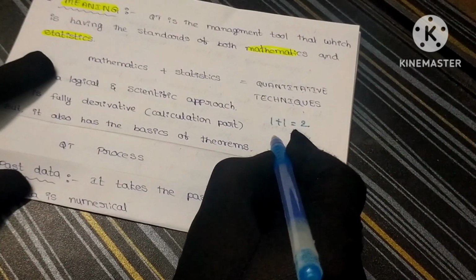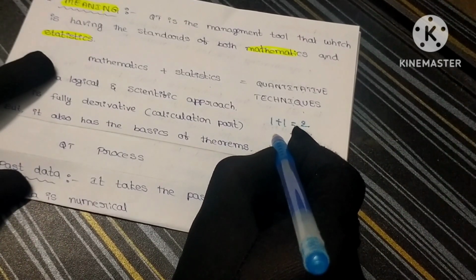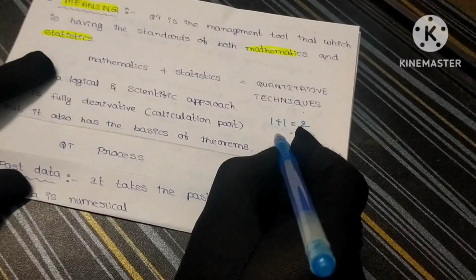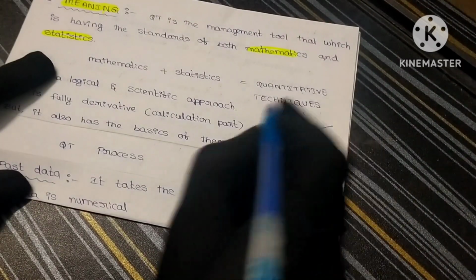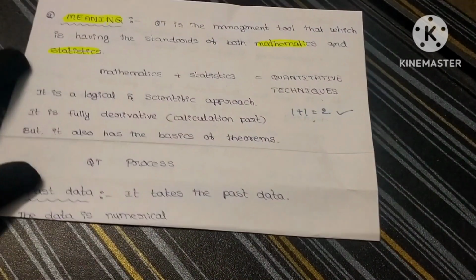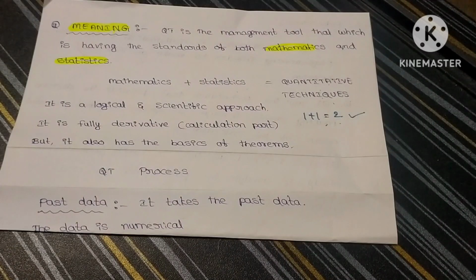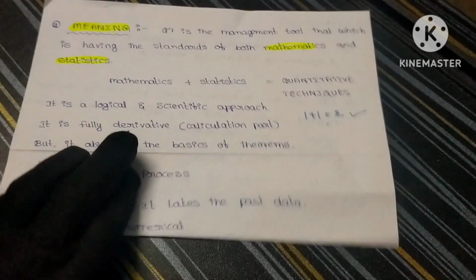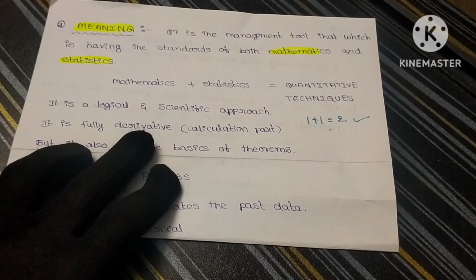And it is a scientific approach also. Why? Because there is a procedure and there is acceptance. Even if you go to Japan, even if you go to America, everywhere these standards are same, and they are not going to be varying from one area to another area. It is fully derivative. What is the meaning of derivative?